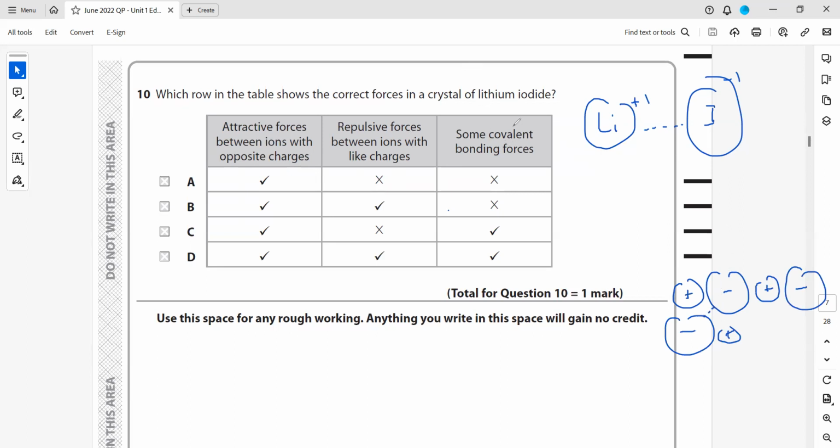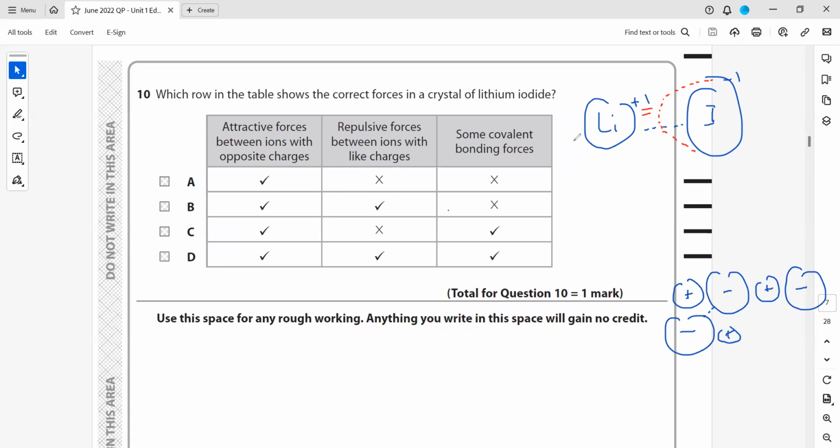Some covalent bonding forces? Yes, it will be there. Why will covalent bonding forces be there? Because when the positive and negative ions have different numbers of electrons, this is called polarization. This polarization depends on the charge of the positive ion, which should be large, and the size of the positive ion, which should be small. And for the negative ion, the charge should be large and it should have a large size as well for maximum attraction.